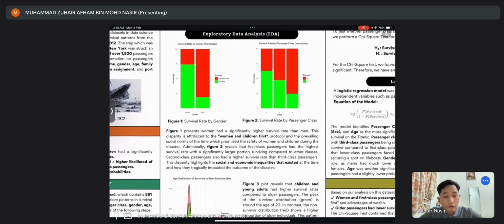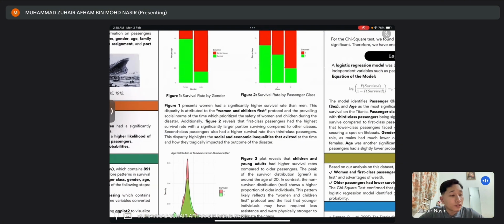And then figure 2 reveals that first class passengers had the highest survival rate, followed by second class, while third class passengers had the lowest survival rate compared to the others.